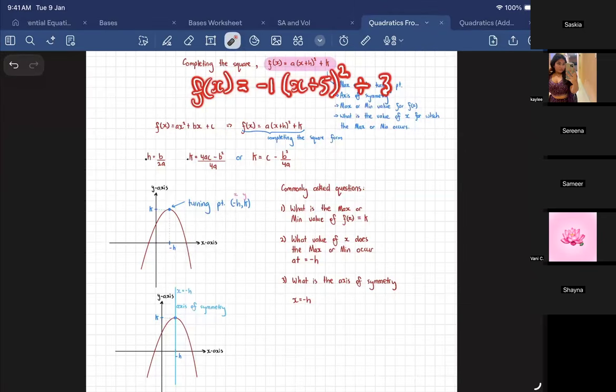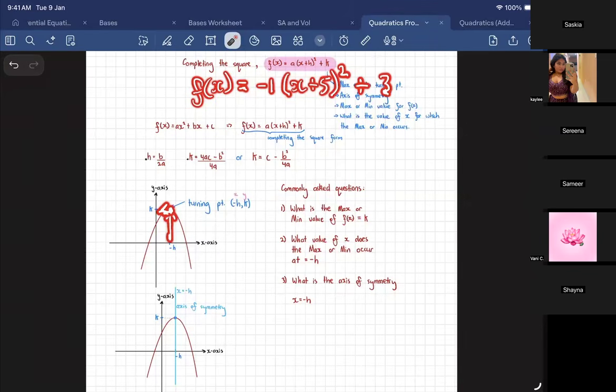Remind me, Sienna. You take an input, an x value, and you get the output, which is y. Perfect. So when x is minus h, what do you get? You get the y value, which is represented by f of x, or k. Yes, k, that's what I wanted to hear.